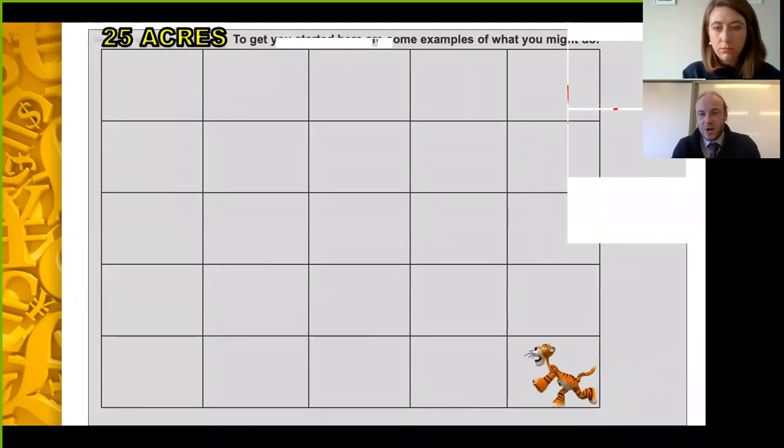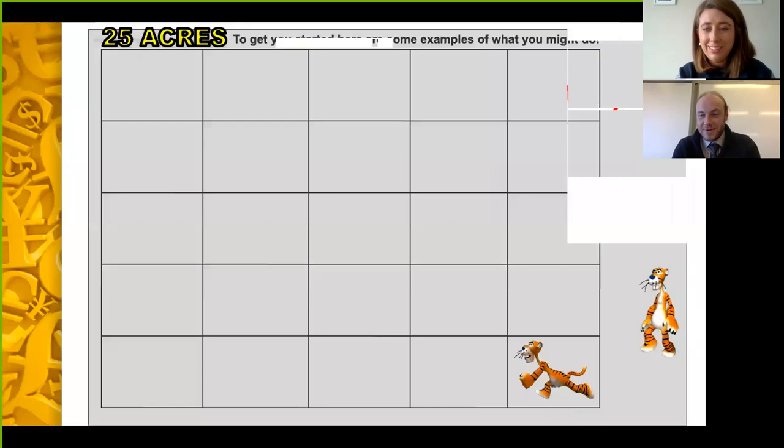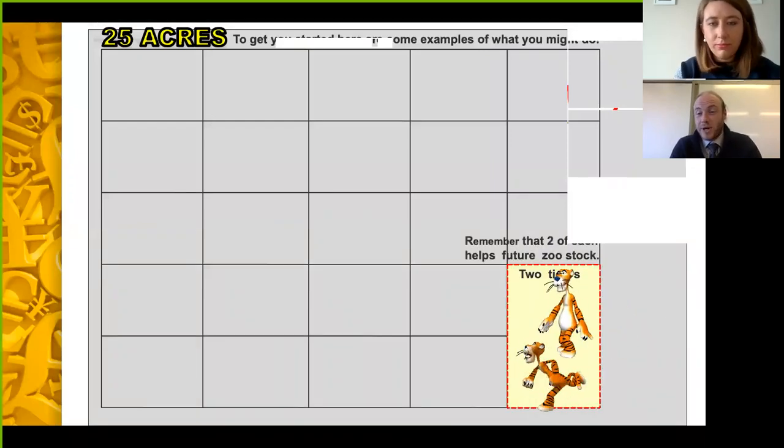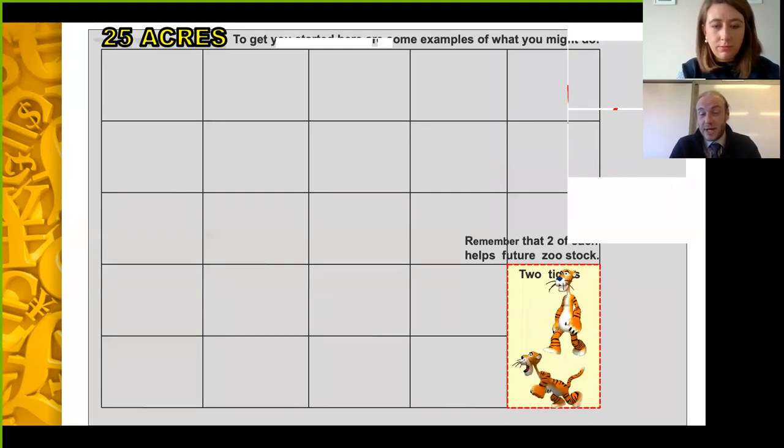So we have a little tiger there. Okay, so we've 2 tigers arriving in there now. A tiger takes up 1 acre each. So there's 2 acres filled in my zoo already. Remember, I have to have 2 tigers because we need to have 2 of each animal as part of the stock. Okay, next up we're getting in some elephants.